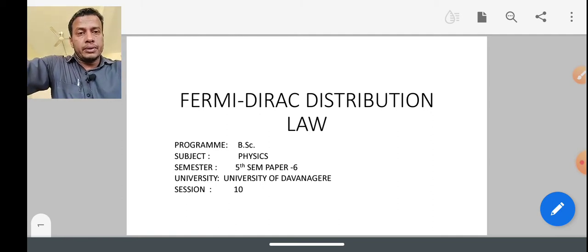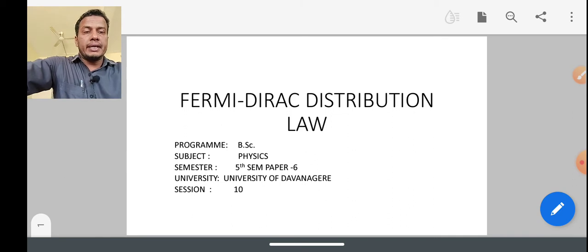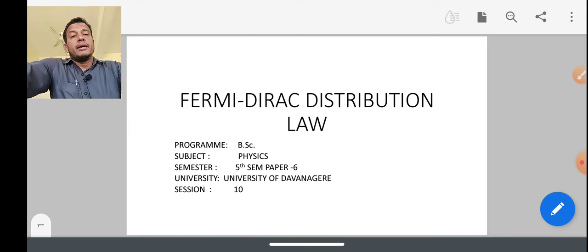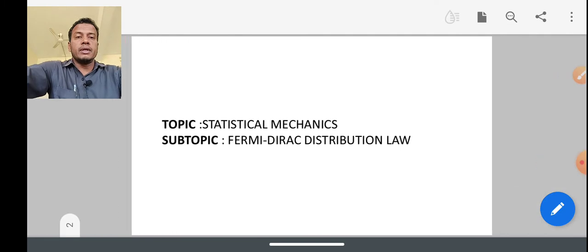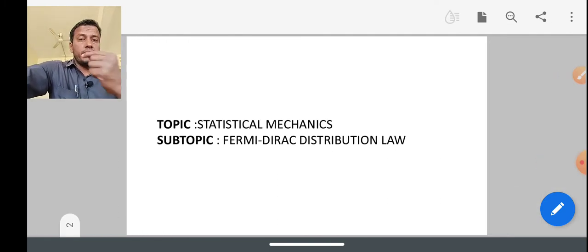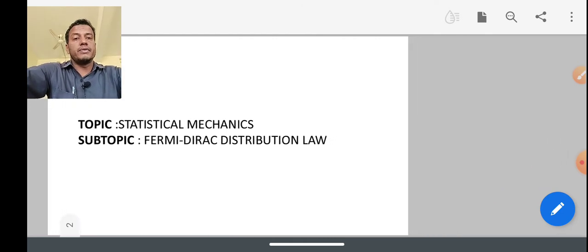In this session today we are going to learn about the Fermi-Dirac distribution law: its main points and the derivation of the FD distribution law. This is a topic related to Dibrugarh University, 5th semester, sixth paper. This FD law comes under the statistical mechanics of the 6th paper, the physics paper.